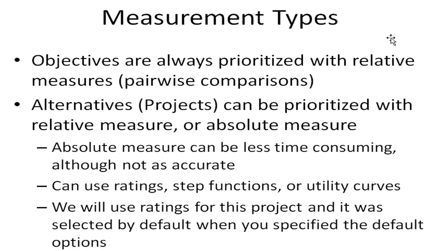In terms of measurement types, objectives are always prioritized with relative measures, pairwise comparisons. In this resource allocation project, the alternatives will be prioritized with ratings. They could be done with pairwise, but there would be too many of them. So we're going to use ratings. We could use step functions or utility curves as explained last week, but this is set up to use just the ratings. And so in the next video, we will load a project that's already been evaluated so we can save time not having to do the evaluation for this exercise.